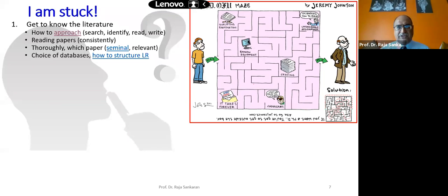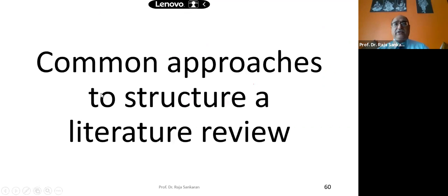You need to be in a position to again understand which databases I should be using. Should I use Web of Science? Should I use Scopus? Should I use Science Direct? And for each of them, you should also be in a position to identify the good research papers and make use of them. Then comes, how do you structure your literature?